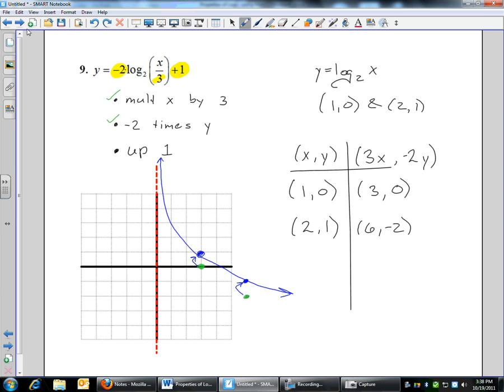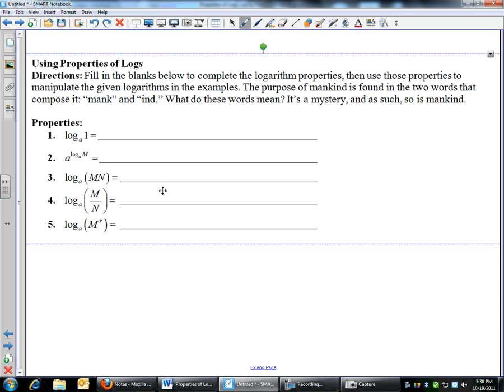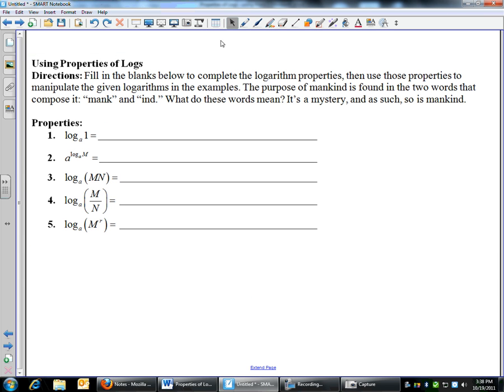The last thing I wanted to talk about is properties of logs, and this is another sheet that you have that was given to you today. And we're just going to fill in these blanks for properties of logs first, and then I'll show you how to use them in a second. Log base a of 1, regardless of what the base is, log base a of 1 is always 0. So that means if I ask you to tell me what is the log base 2 of 1, you know it equals 0. If I ask you to tell me what is the ln of 1, it's going to be 0. Any log of 1 is equal to 0.